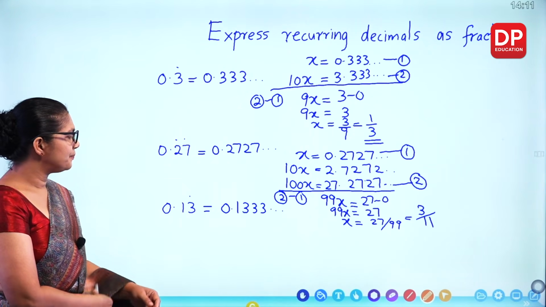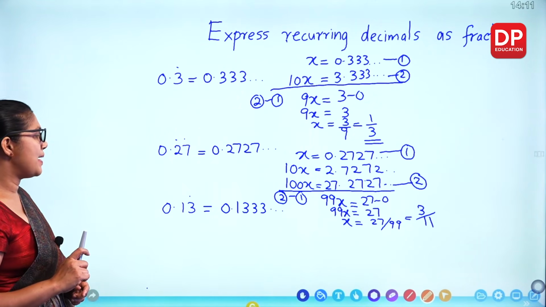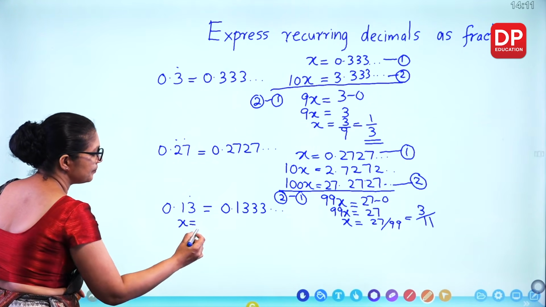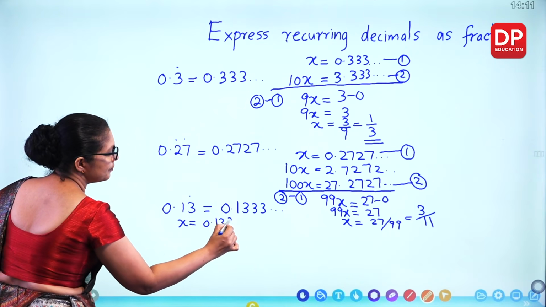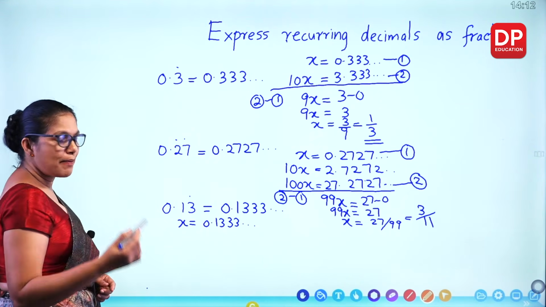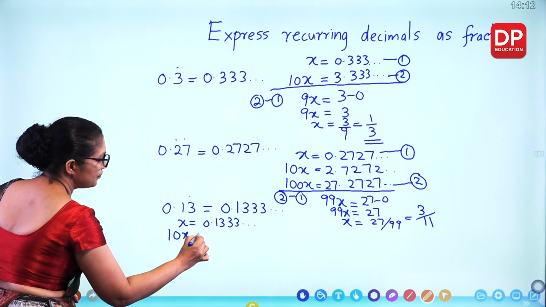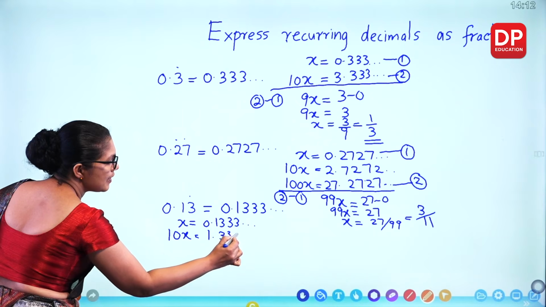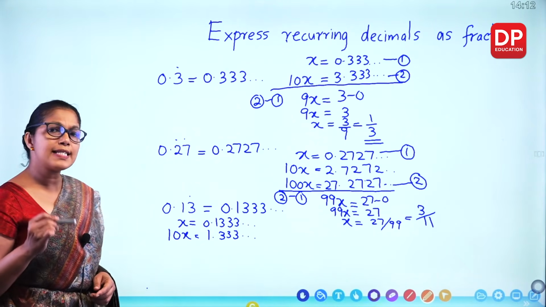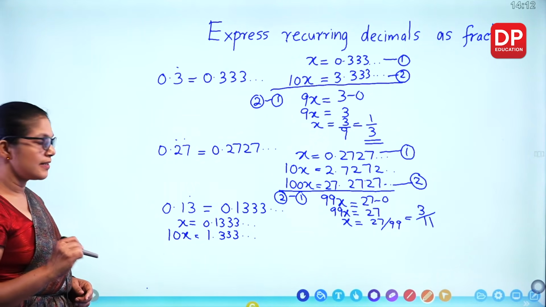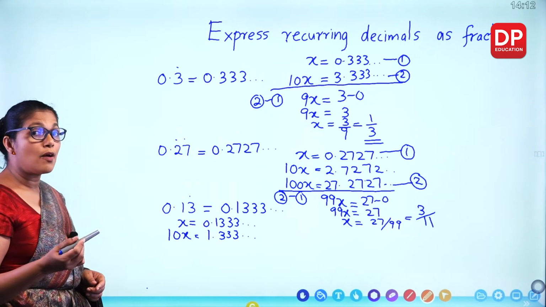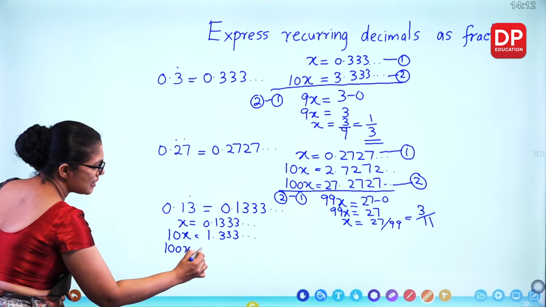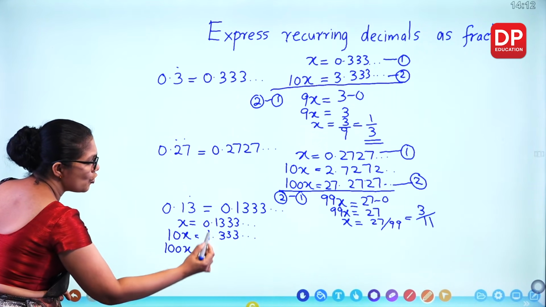Now we'll take this one. Here one digit is repeating. So what's the first step? You take that one as x. Multiply by 10 and see. 10x equals, when you multiply by 10, you get 1.333 recurring. Are we getting the same set of decimal digits? No, not yet. So what's the next step? You need to multiply by 100. So 100x equals, what happens? You move 2 places now.